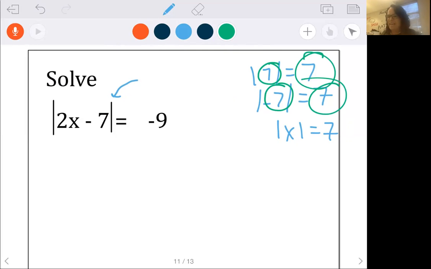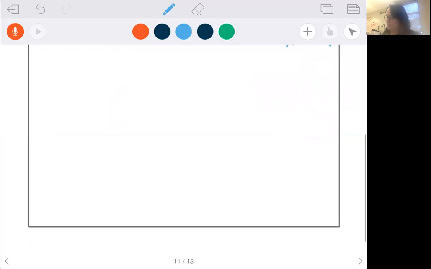So when this says the absolute value is -9, that doesn't make sense because absolute value is a distance. If somebody asked you how far is it from Elk River to Rogers, you wouldn't say -7 miles. And absolute value is a distance from 0. So we can't be a distance of -9. So this is not possible, no solution, that type of an answer.